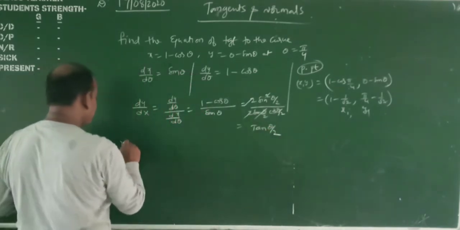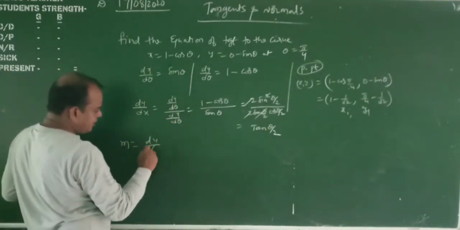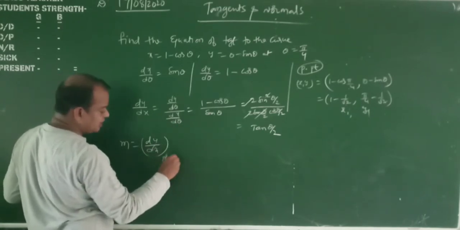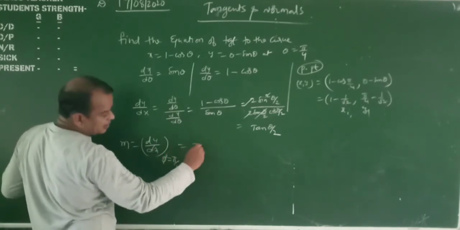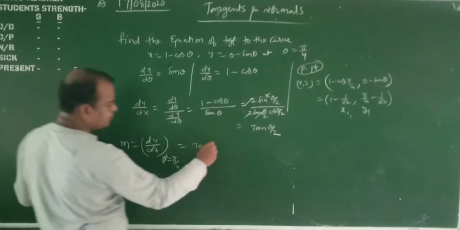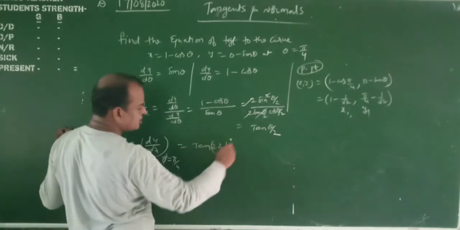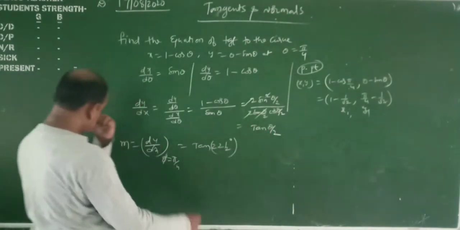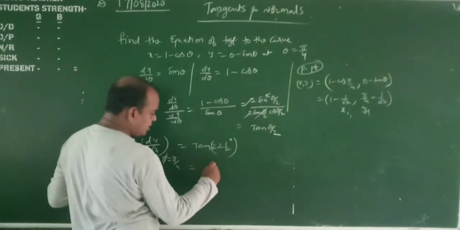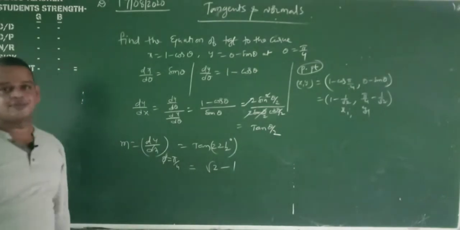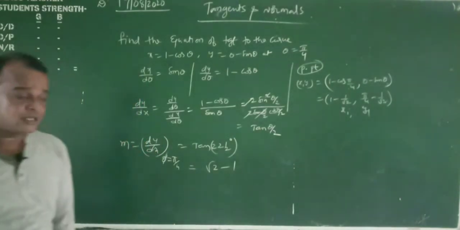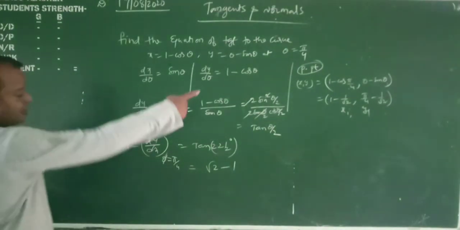Now slope m is equal to dy by dx at P. P means theta. Here theta is equal to 45 degrees. That equals tan 45 by 2, that is 22.5 degrees. So what is the value of tan 22.5? Root 2 minus 1. Tan 22.5 is equal to root 2 minus 1. Okay, my dear students. Now point is there, slope is there.